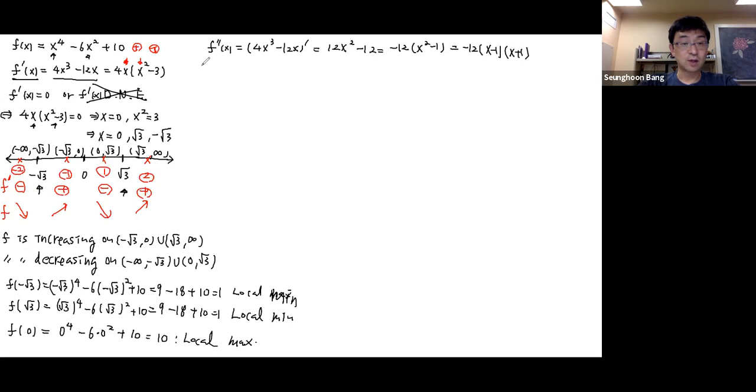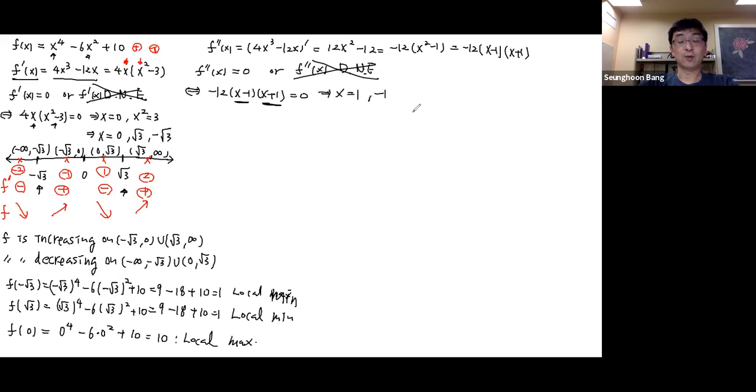So you can just solve the second derivative equal to 0, or the second derivative does not exist. The second derivative is a polynomial, so we don't have any answer in this case. Only the first case: negative 12 times x minus 1 times x plus 1 equals 0. So what's x? x minus 1 equals 0 gives 1, x plus 1 equals 0 gives minus 1. We have two numbers.